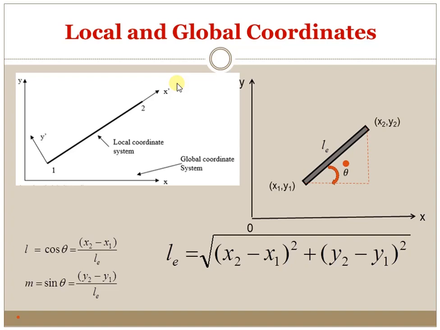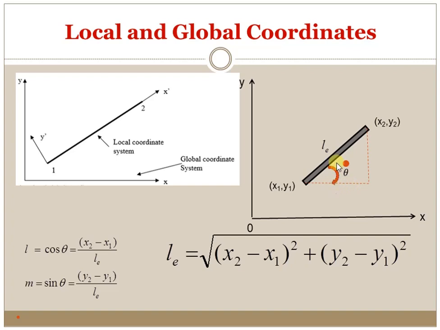Then what is the relation between the local coordinate system and the global coordinate system? Because for this truss we are transforming from the global coordinate system to the local one. Along the length of this element is the local coordinate system, and the global coordinate system is placed horizontally x and vertically y. For this element, at node number 1 the coordinates are x1, y1, and at node number 2 the coordinates are x2, y2. The effective length of this element is LE, and this element is inclined at some angle theta with the x-axis.